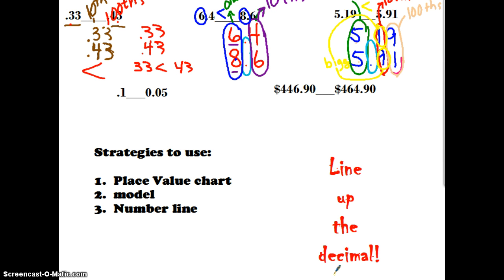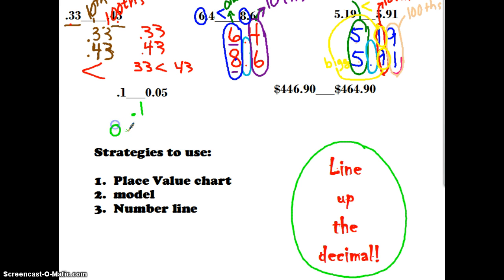The first rule that I think we need to keep in mind, again, is that it's important that we line up the decimal. All right, so in lining up the decimal here, we have 1/10, and then we have 0.05, which technically is read 5/100ths. Understanding that this 0 is a place saver, you can also add a 0 to the 1/10 and it does not change the value of that decimal.